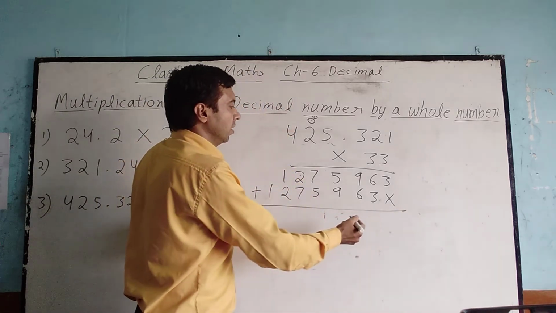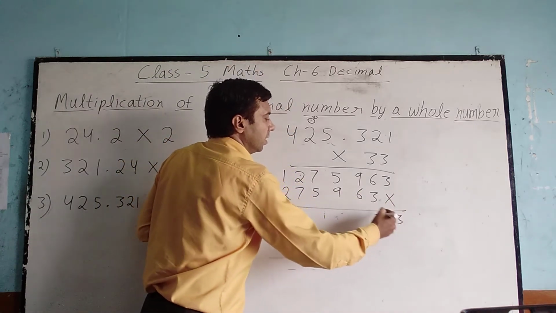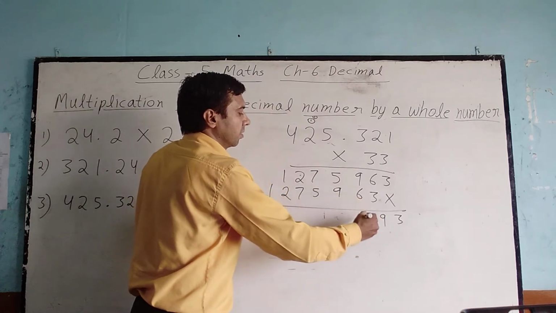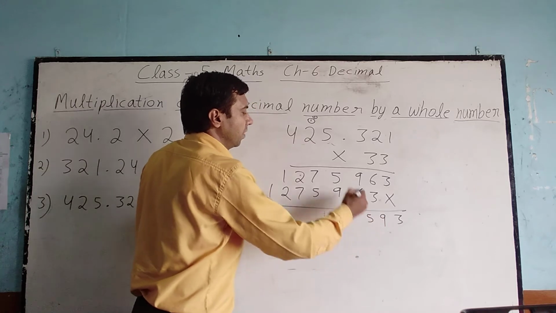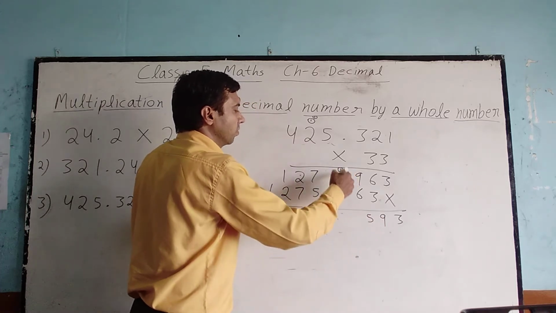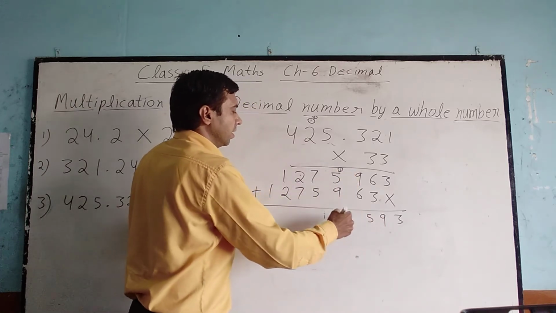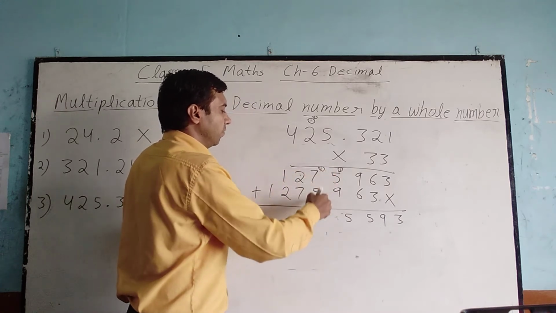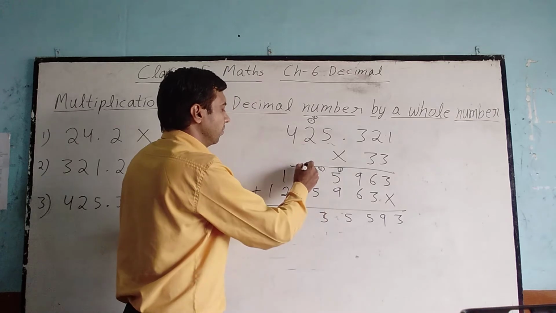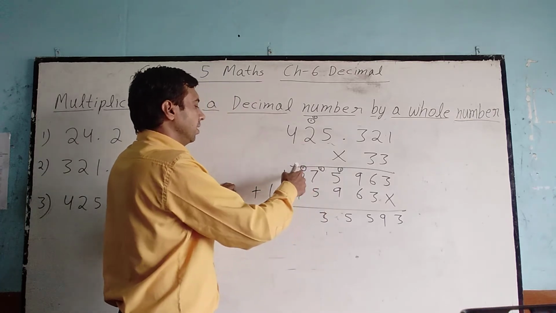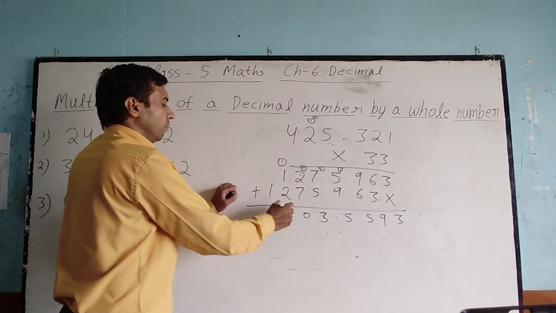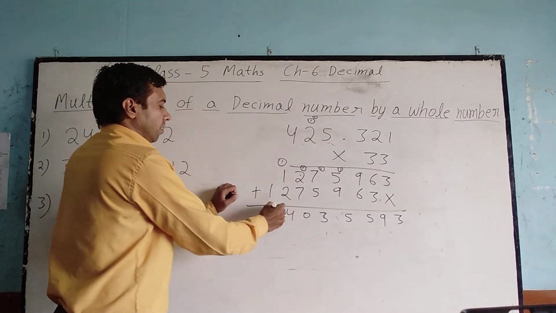Now add, students. 3, 6 plus 3, 9. 9 plus 6, 15, write 5 here, 1 carry. 9 plus 1, 10. 10 plus 5, 15, write 5 here, 1 carry. 7 plus 1, 8. 8 plus 4, 12, plus 1, 13, write 3 here, 1 carry. 7 plus 1, 8, 9, 10, write 0 here, 1 carry. 2 plus 1, 3. 3 plus 1, 4. Write 4, 1.